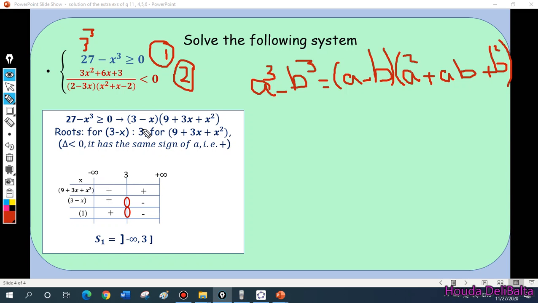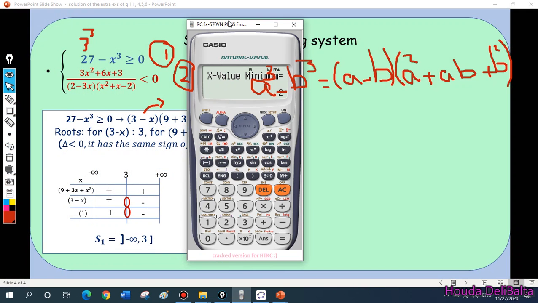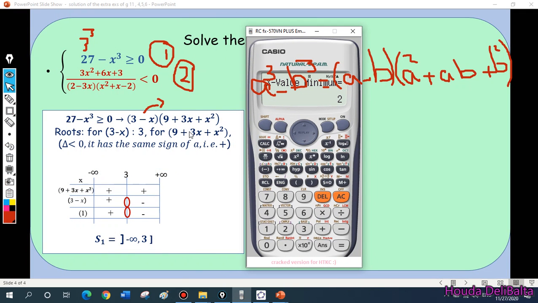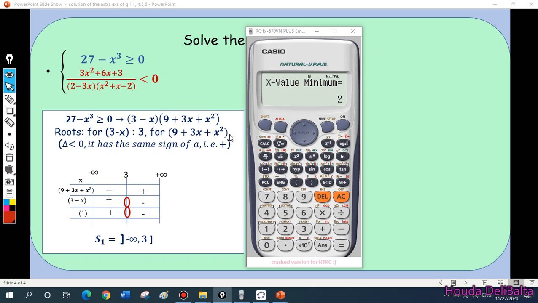Then we get 3 minus x into 9 plus their product 3 times x plus the squaring of the other one, and 9 here is the squaring of 3. Now the root for this one is only 3. So the root for 3 minus x is 3. But for 9 plus 3x plus x squared, let's see what we have. We usually know that it has no roots, but let's make sure. So what are the roots of 9 plus 3x plus x squared?